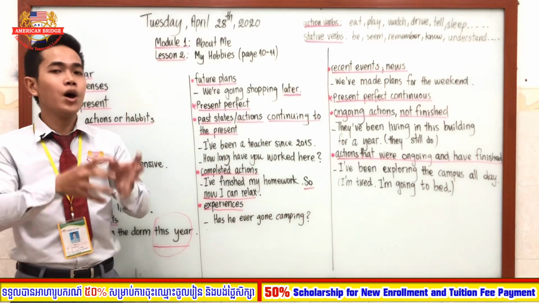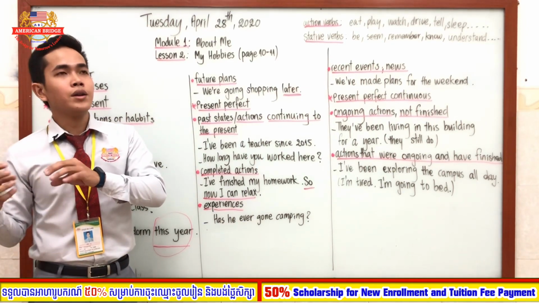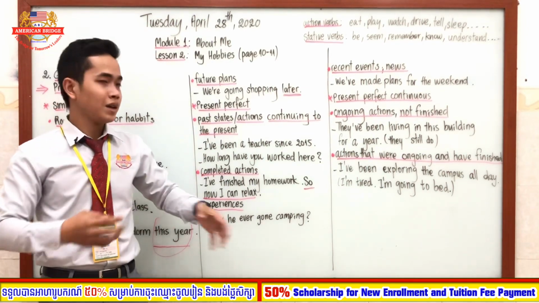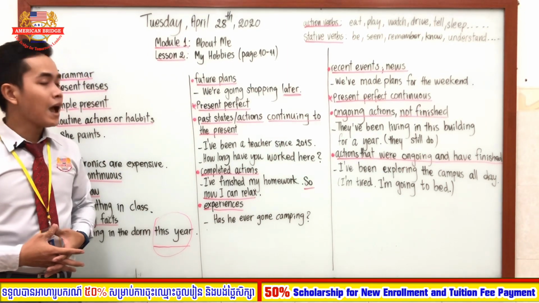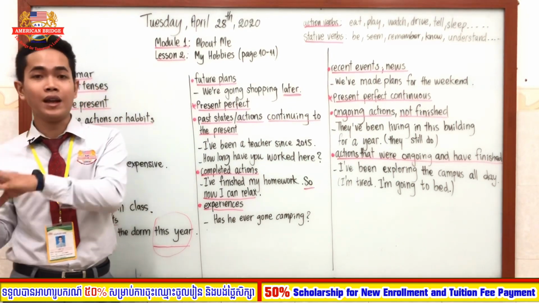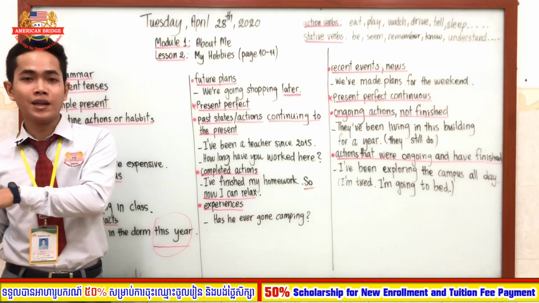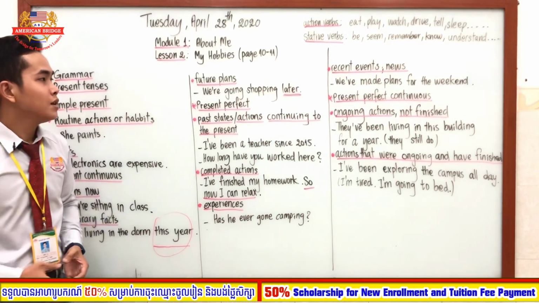Okay, if you say no, he hasn't, or no, he has not, it means he doesn't have any experience of camping. Get it? Or you can say, I have been to Thailand. It means you have experience of Thailand. You have spent time in Thailand before. It shows us about the experience of someone's life.